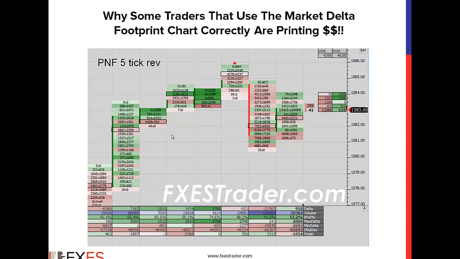The other thing to note is that it also prints a regular candle. So the big red candle that you see here is a down bar.